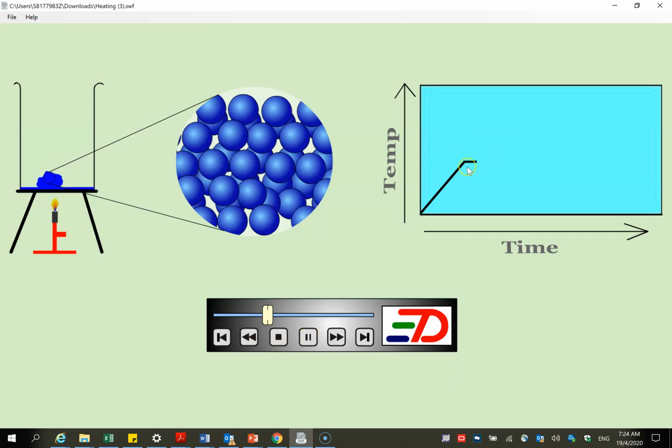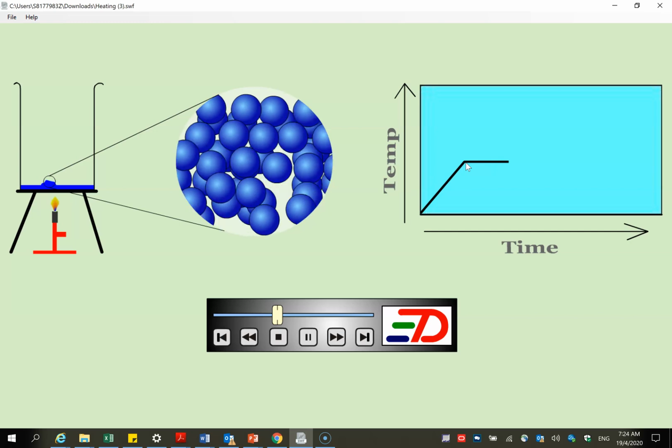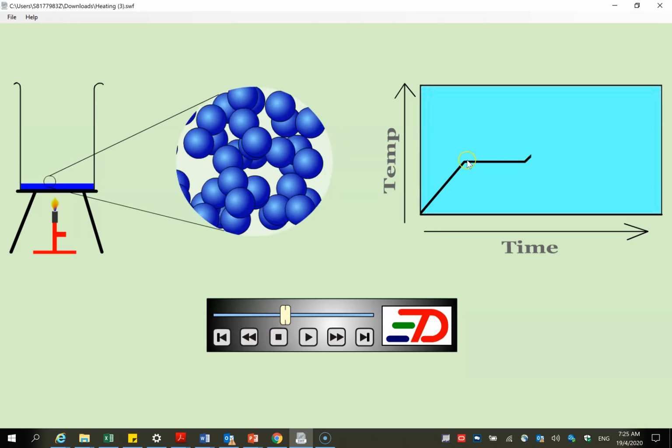I want you to observe this graph. Here the particles are already in the melting and the temperature remains constant. This part is the melting point, from the start of melting to the end of melting. Here, the particles gain enough energy and they overcome the attractive forces.